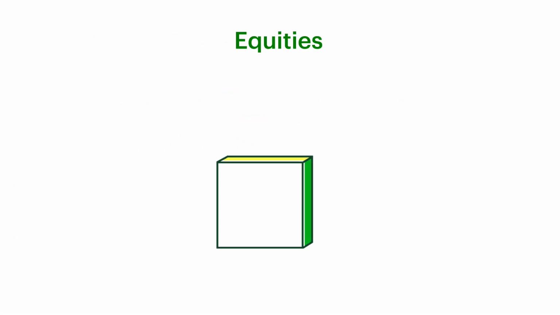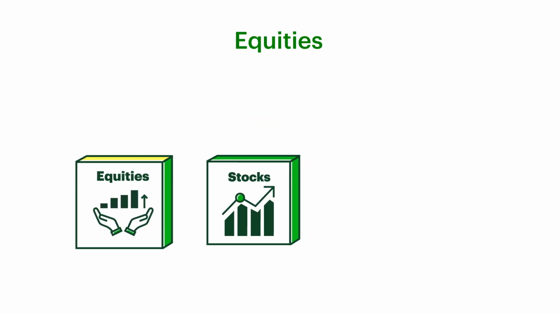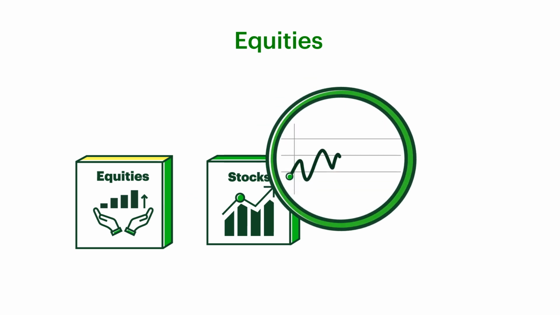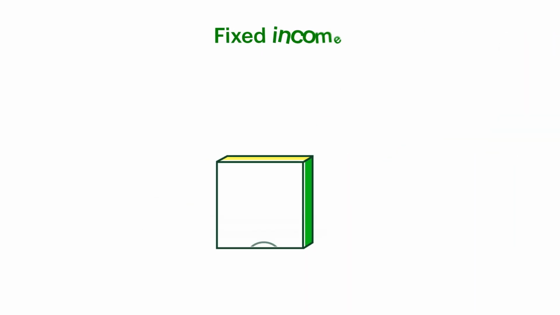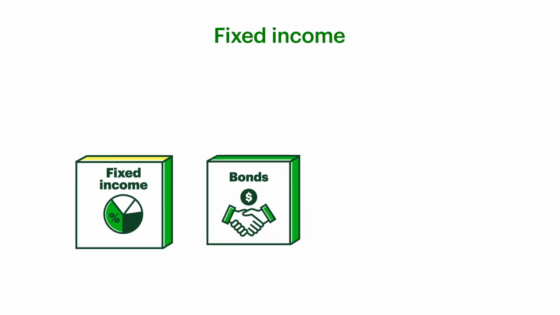Equities. These are typically stocks. Historically, equities have been the riskiest asset class. They've experienced the biggest swings in value, but they've also performed the best with higher rates of return than other asset classes.